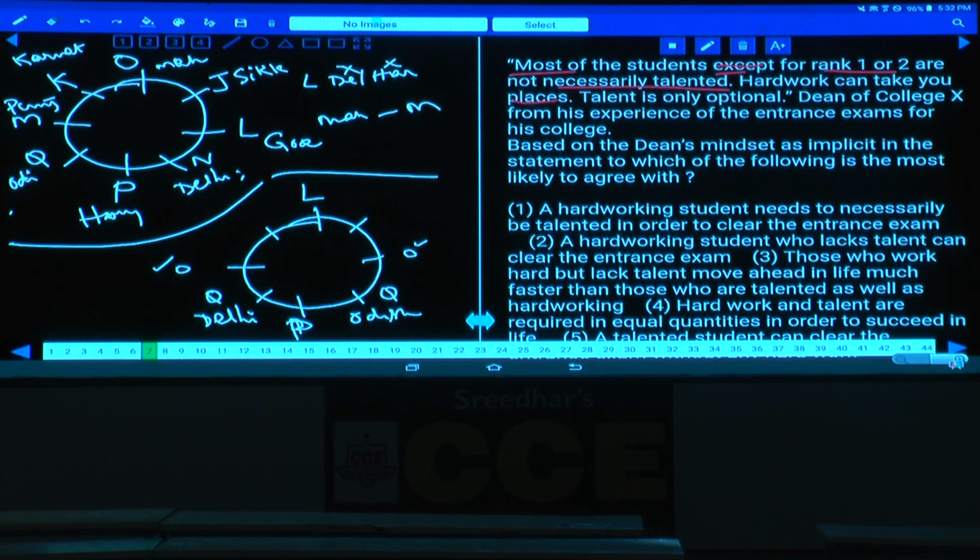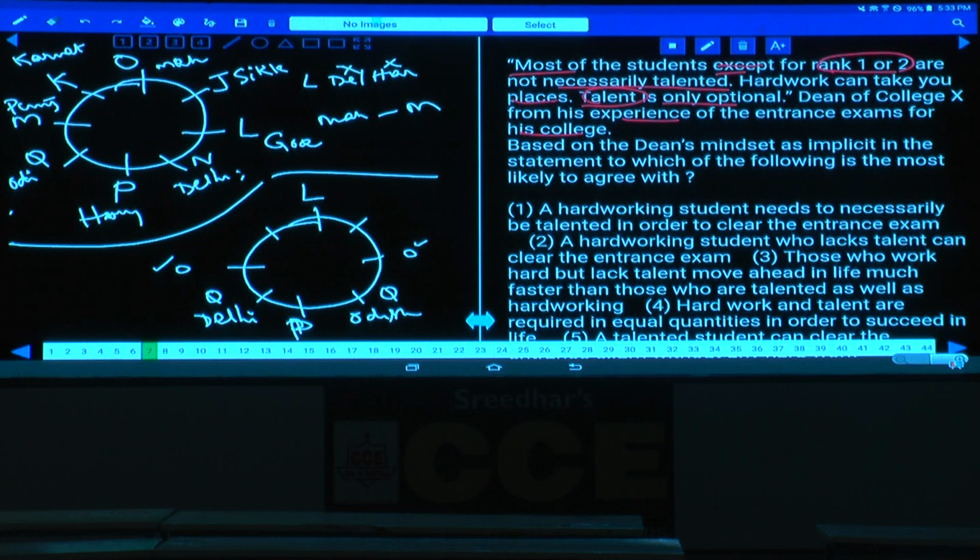That means hard work can give you the rank of 1 or 2, and so they need not necessarily be talented, and because of this hard work those people are able to achieve that 1st and 2nd rank. Talent is just optional, but what is compulsory here? The thing which is compulsory is hard work. And Dean of College X, from his experience of the entrance examination of his college.